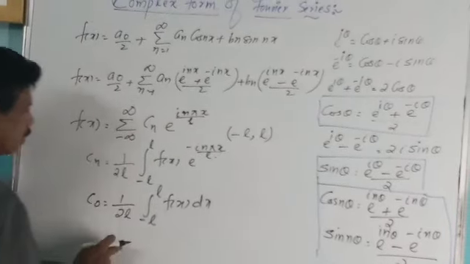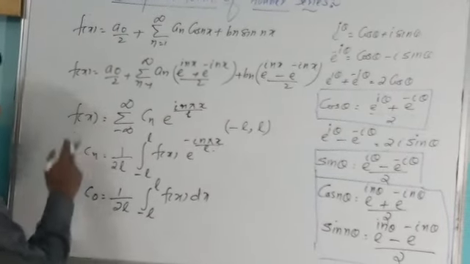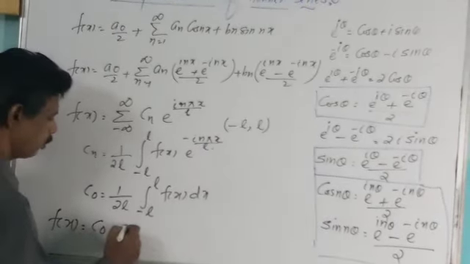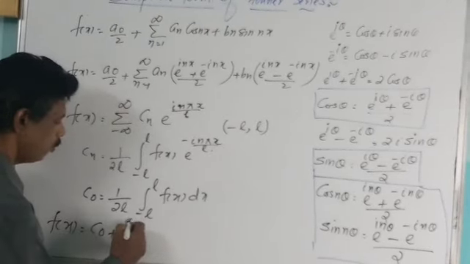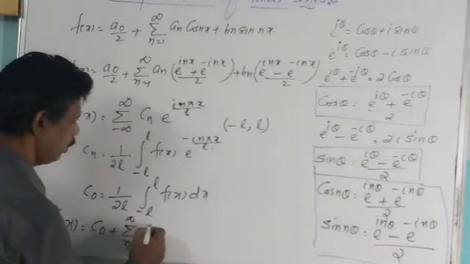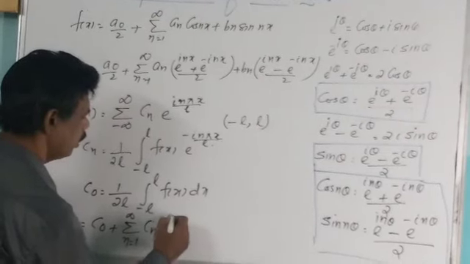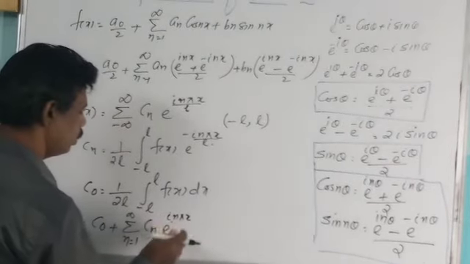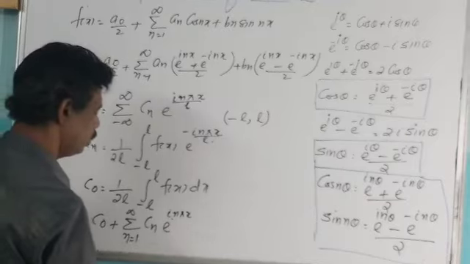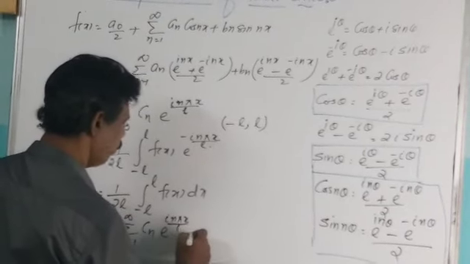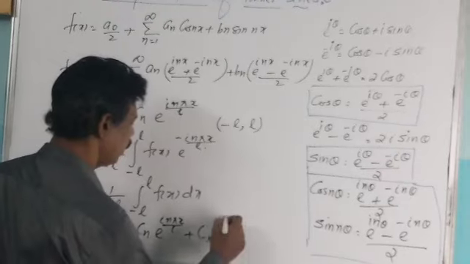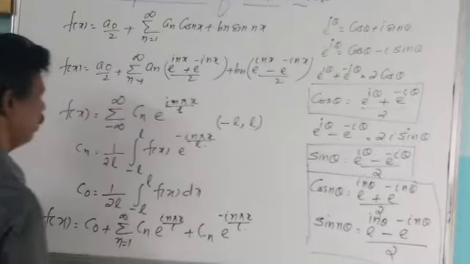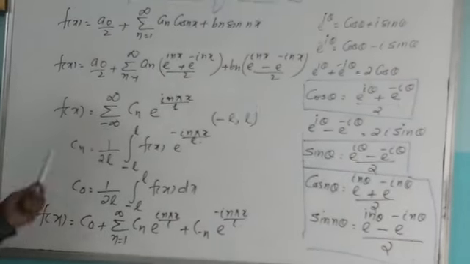Okay, then substituting this value, we can convert this into the complex form of the Fourier series: f(x) = c_0 + sigma n = 1 to infinity of c_n e^(i n pi x / l), or we can write sigma n = 1 to infinity of c_n e^(i n pi x / l) + c_(-n) e^(-i n pi x / l). Okay, this is the complex form of Fourier series.